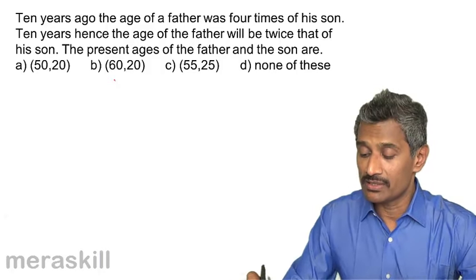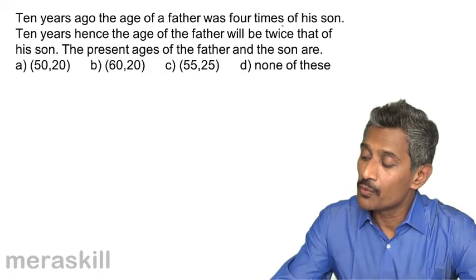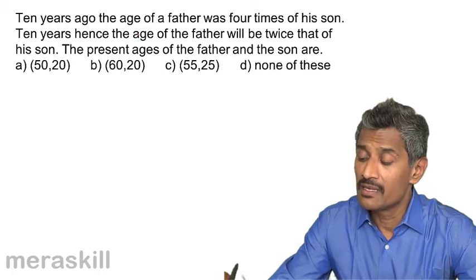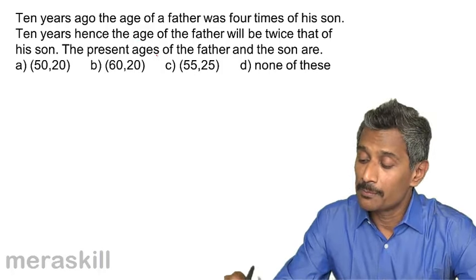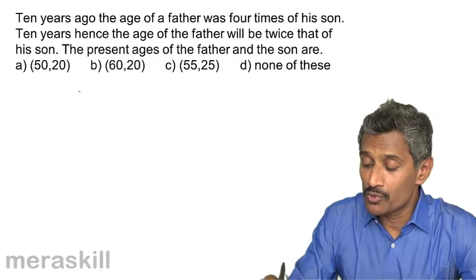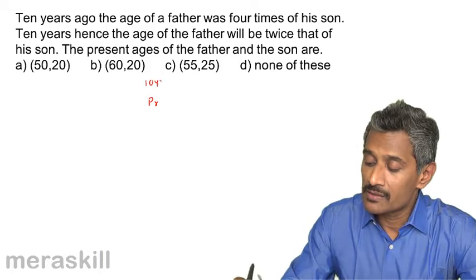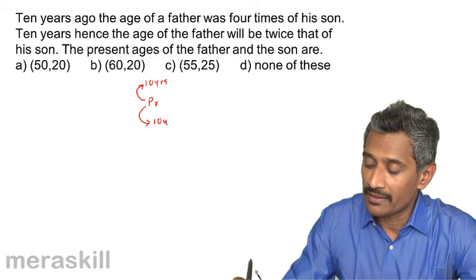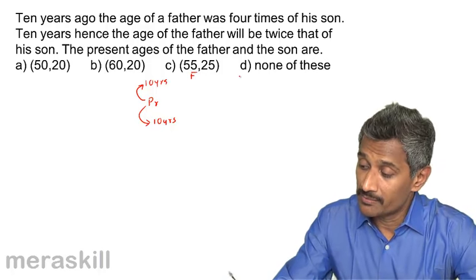So here we have a concept that 10 years ago the age of a father was 4 times that of his son. 10 years hence the age of the father will be twice that of his son. The present ages of the father and son are so and so. So suppose we have the present ages here, 10 years ago and 10 years ahead. Let's see what their ages are. Let's form a small grid.